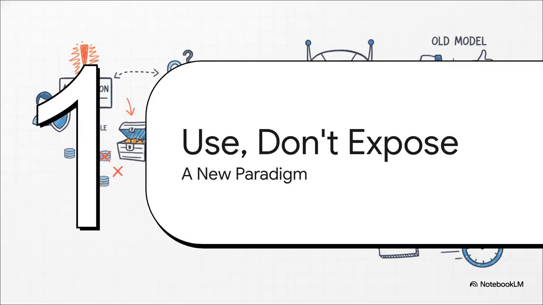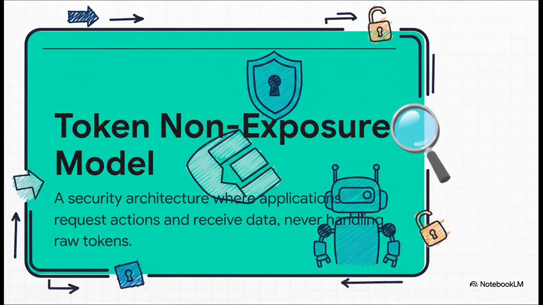So, how in the world do we fix this mess? You know, this isn't something you can just slap a patch on. We need a fundamental shift, a whole new way of thinking about how we handle credentials. And the solution? It's actually built around a really simple but incredibly powerful idea. It's called the token non-exposure model. And honestly, the name says it all.